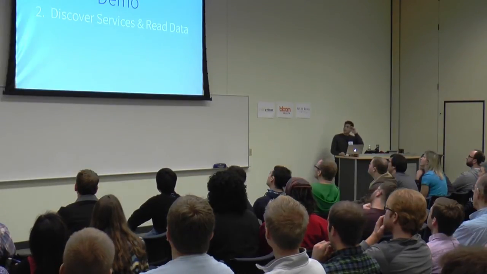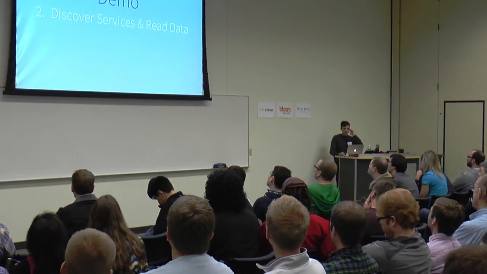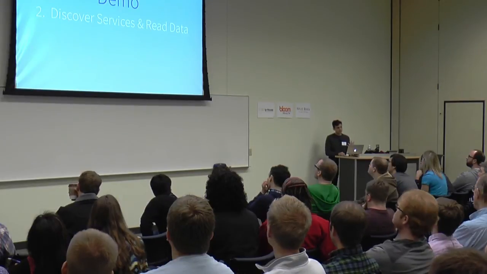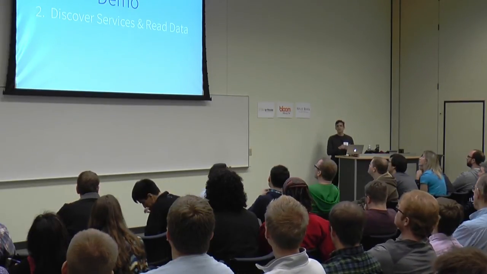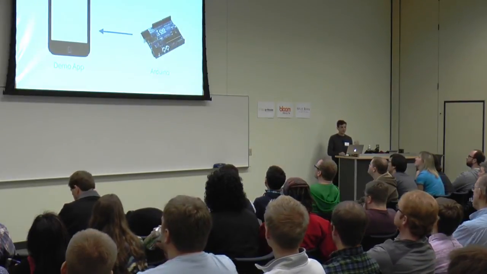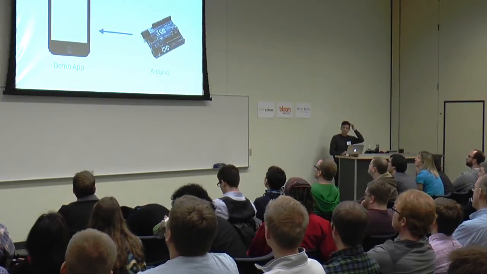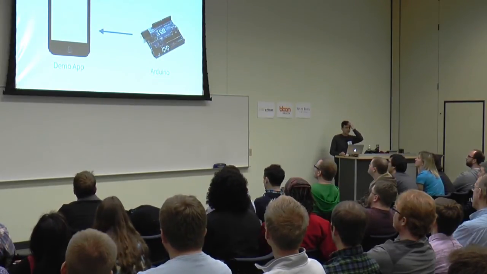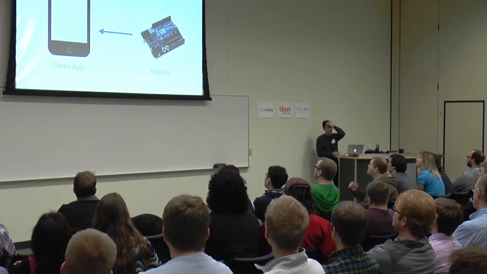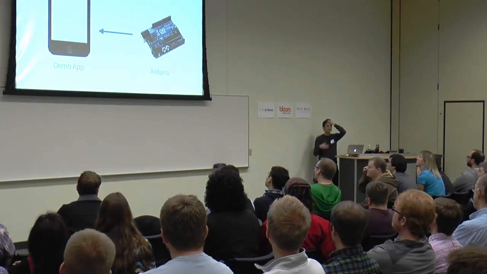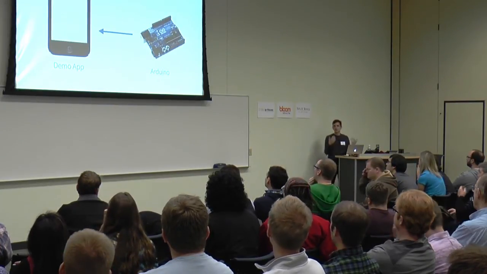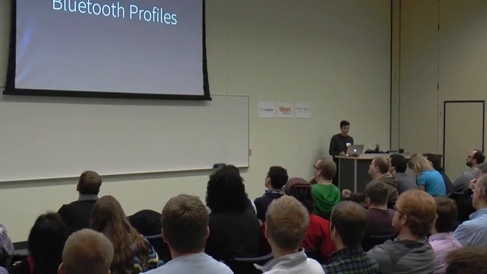So now we have a connection, we can start to try to do fun things with this peripheral. We want to find out what kind of services this peripheral offers us and then read data from it. So we're going to add a little bit of information to our detail view here, which is a message. The Arduino's programmed to create a random message and just update it every 3 seconds. So we're going to just read that random string from the Arduino just as a demo.